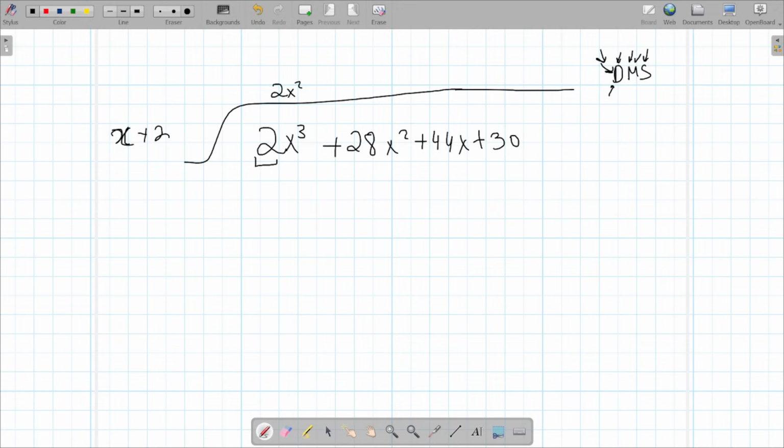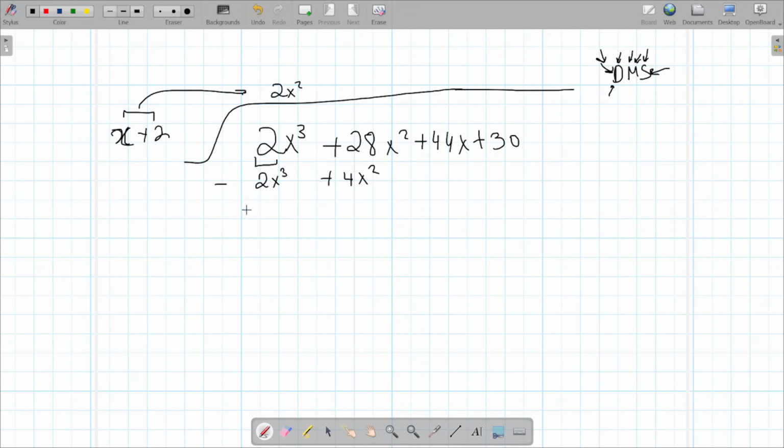Our second step is to multiply. What do I multiply? I'll multiply this by this top guy, okay? So x times 2x squared, it's 2x cubed. 2 times 2x squared is 4x squared. That's it. You see now how we have 2 terms? That's why I told you we're working in terms of 2. What's our third step? Is to subtract.